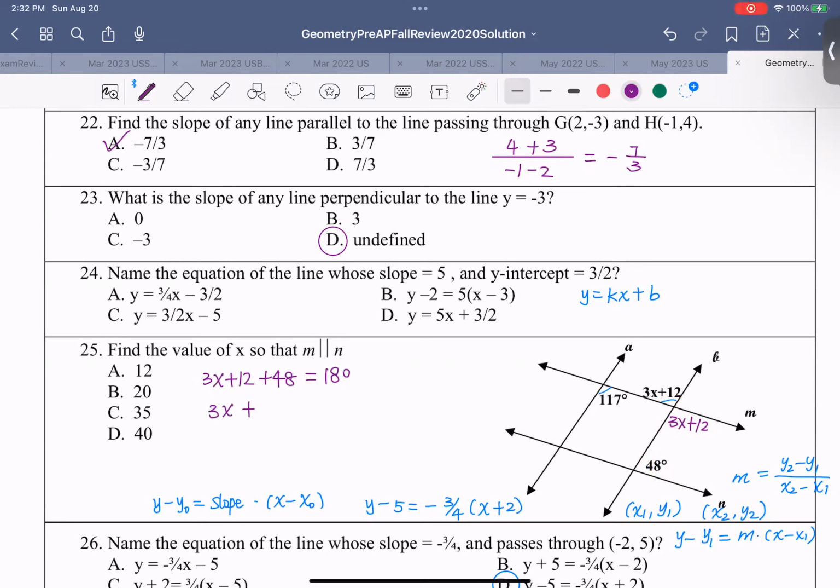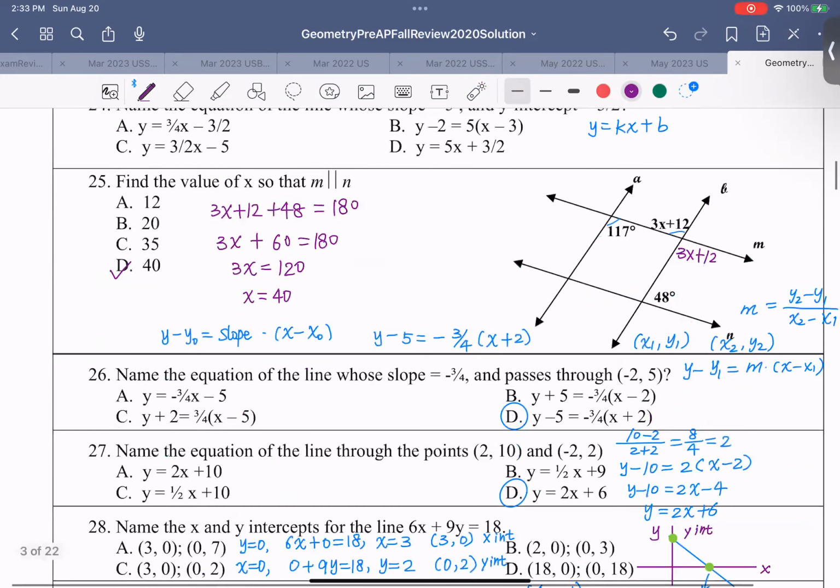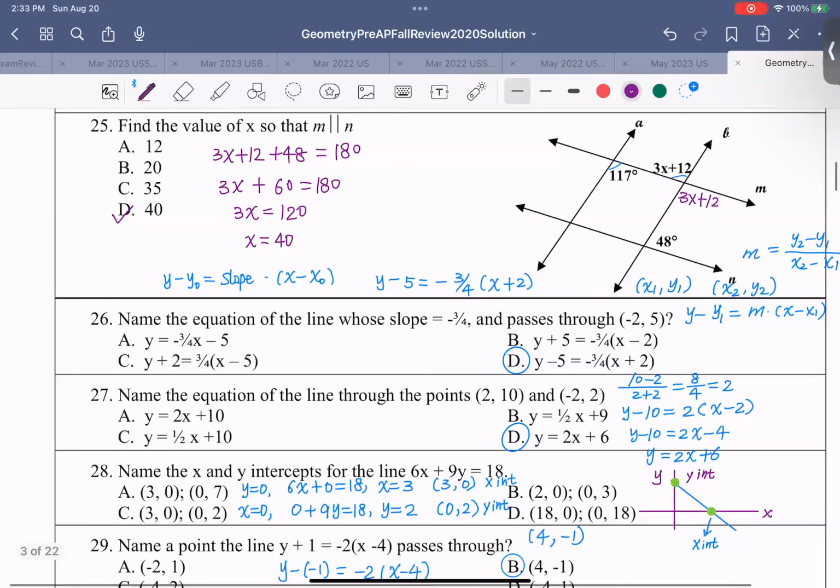This is plus how much? 60. So 3x will be? 120. X will be? 40. Good. That makes sense. Yeah. Good. Next one, 26. Let me call the next student.